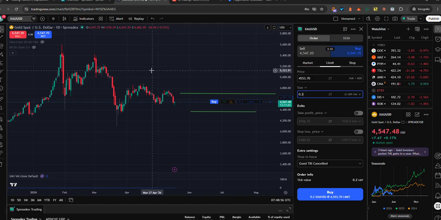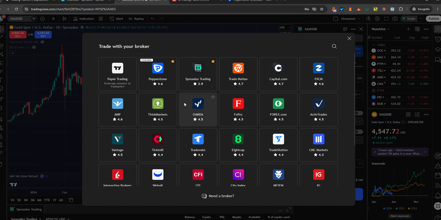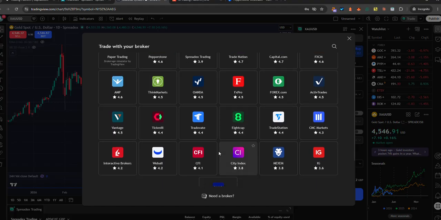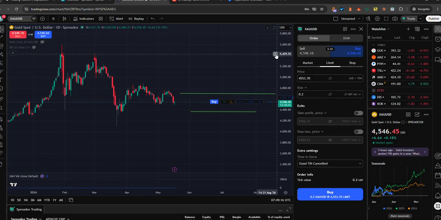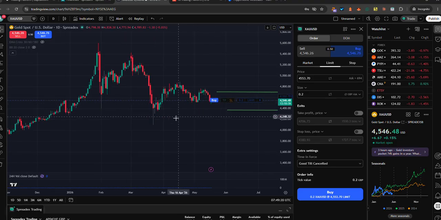At the moment, I've currently got TradingView open. TradingView, I've actually connected to my Spreadex account. There are quite a few brokers you can connect to: Spreadex, Pepperstone, CMC, IG, and Capital.com as well. So currently got gold open, and TradingView's integration is quite useful because you've got a number of indicators. It's pretty intuitive and it's fairly easy to put your trade on.